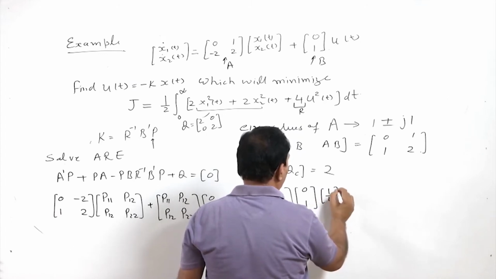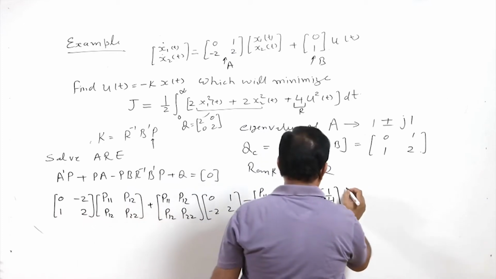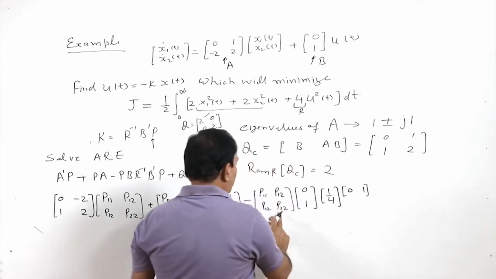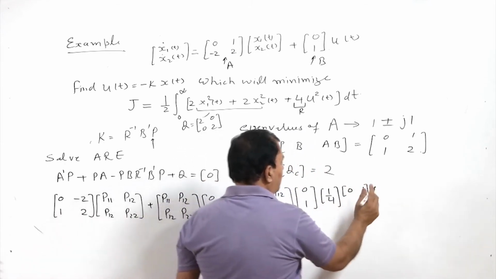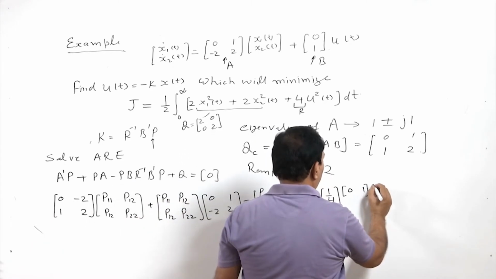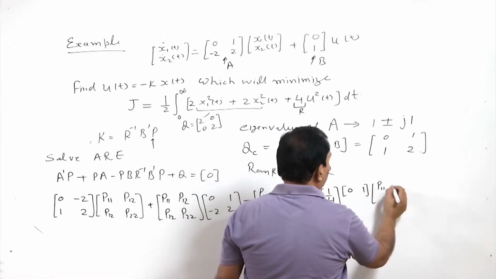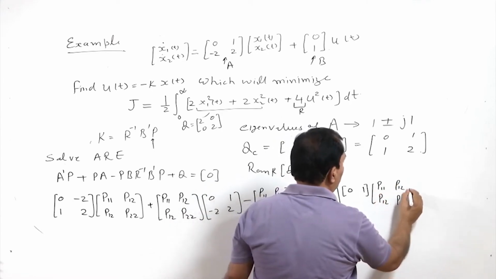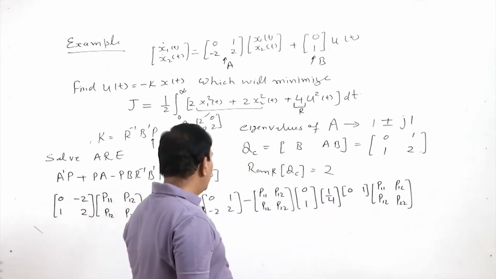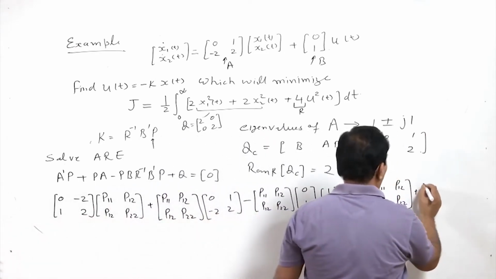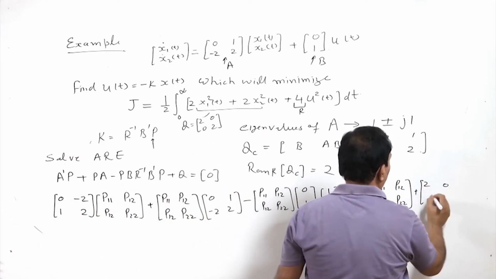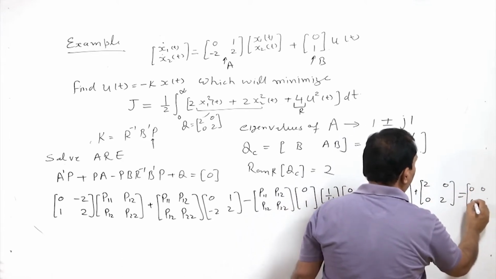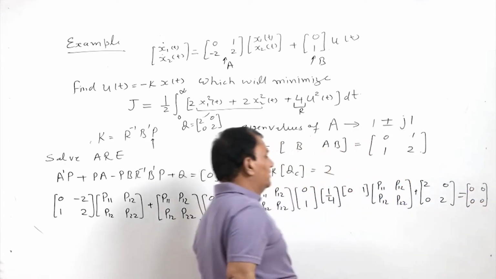So, P B R inverse B prime P is 1 by 4, with B prime as 0, 1, and P as P11, P12, P12, P22, plus Q, and this must be equal to 0, 0, 0, 0, a null matrix.